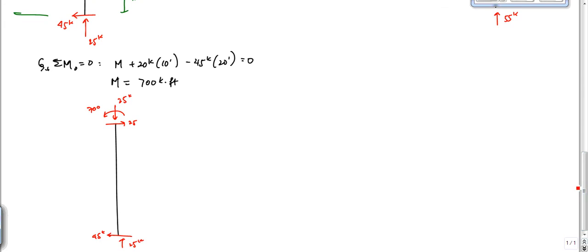I'll draw my diagrams up on top. Oh shoot, am I going to have enough space? Let me just do it on the bottom. Sorry. And I'm missing something. I'm missing the concentrated load of 10 kips, was it? 20 kips to the right. So 20 kips this way to the right.